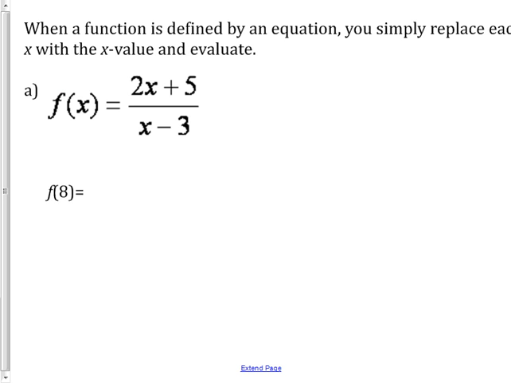So if I have this function, f of x equals (2x plus 5) over (x minus 3), and they told me that they wanted f of 8, aren't they just telling you to stick in an 8? Yeah, that's all they're asking. Everybody do that right now. Figure out the answer, billboard it to me.